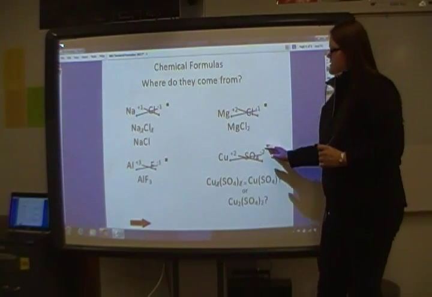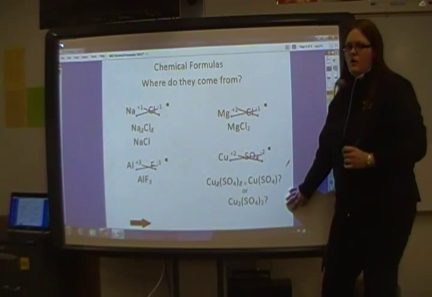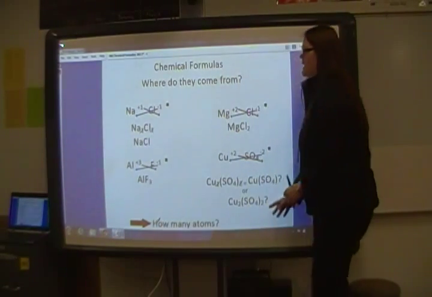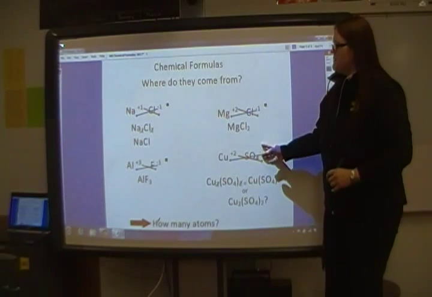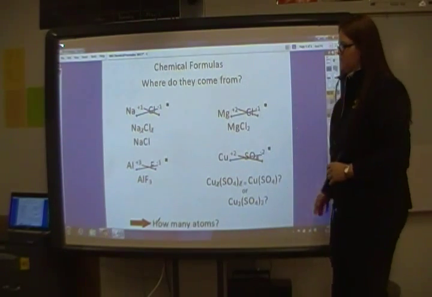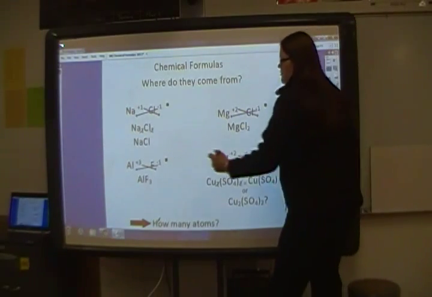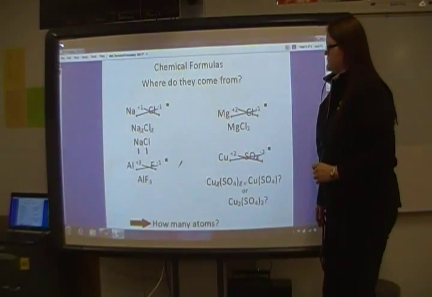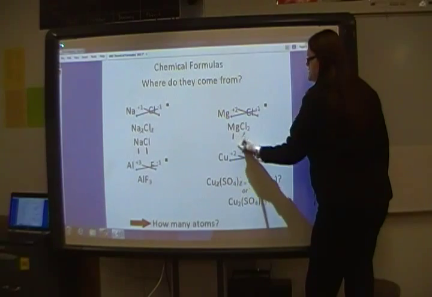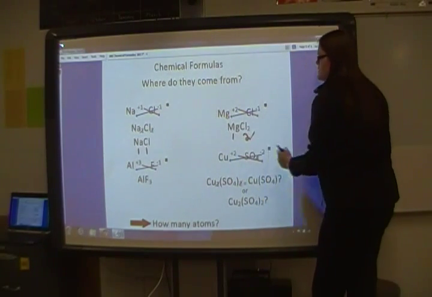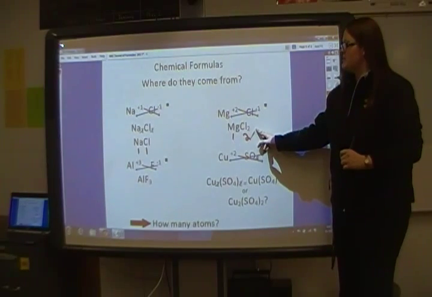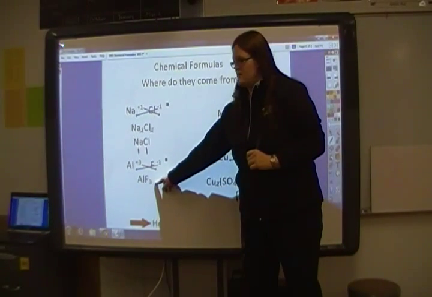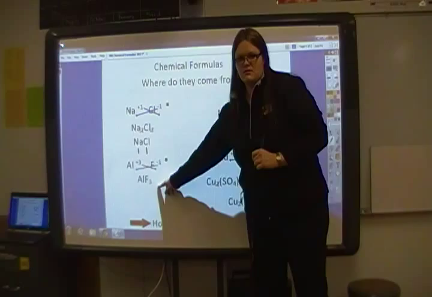Now, looking at this, writing chemical formulas, you're going to be moving forward to balancing chemical equations. And to do that, you have to understand how many atoms are in each of these molecules. Pause the video to count the atoms in each molecule. Well, we have 1 Na and 1 Cl for a total of 2 atoms in that molecule. We have 1 magnesium, but we have 2 chlorines. So we have 3 atoms in this molecule. If you said that there were 4 atoms in this molecule, you were correct. We have 1 aluminum and 3 fluorines.